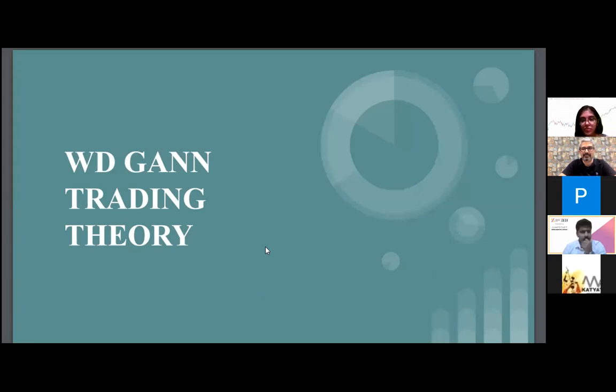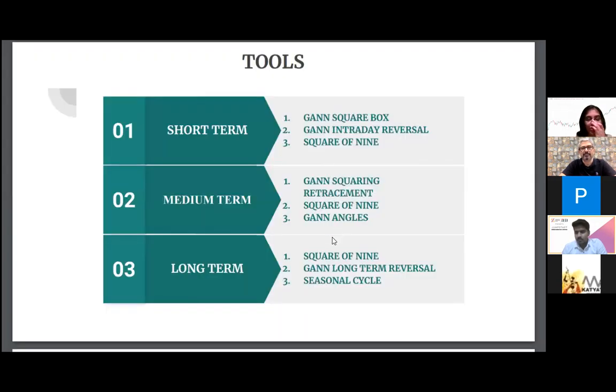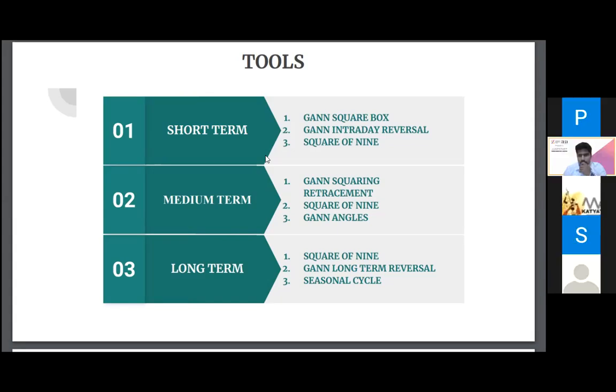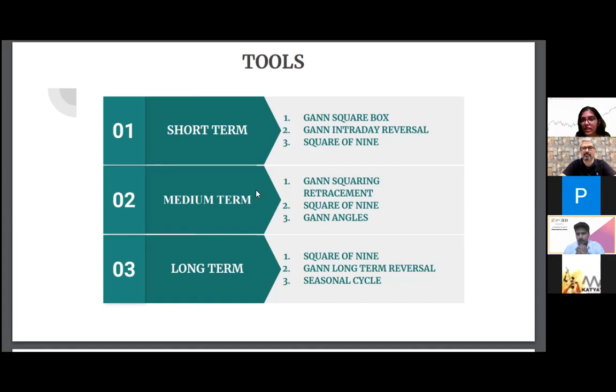So, let's start, starting with the tools. There are different tools to identify points of trend reversals, which I'll be talking about today. These tools can be used for short term, medium term, and long term. For short term, we'll be using Gann square box, Gann intraday reversal, and square of 9. For medium term, Gann squaring retracement, square of 9, and Gann angles. And for long term, squaring of 9, square of 9, Gann long term reversal, and seasonal cycle.